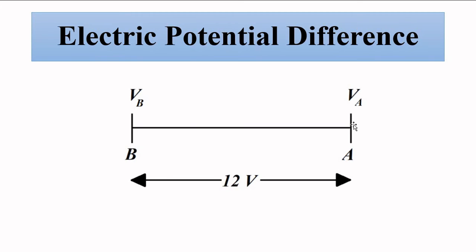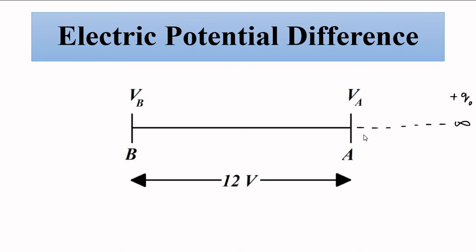So here, let's say, for example, we say that the electric potential difference between point A and B is 12 volt. It means that first we have to define this point. So let's say we have this point at infinity, and we have a test charge here.